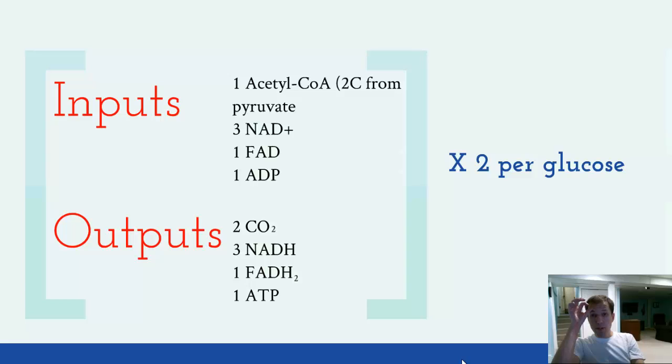Here's your inputs and outputs. Again, certainly know this information. Some of the things that are produced, more waste, CO2 is going to be created, and then we have the NADH and FADH2 are created along with an ATP. So a little bit of ATP is going to be produced in this part of the cycle.